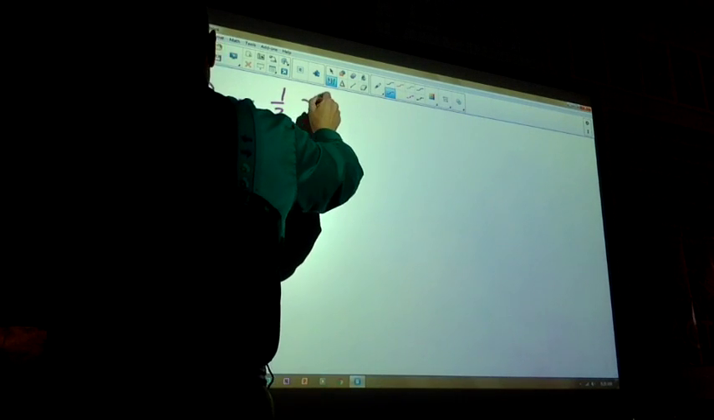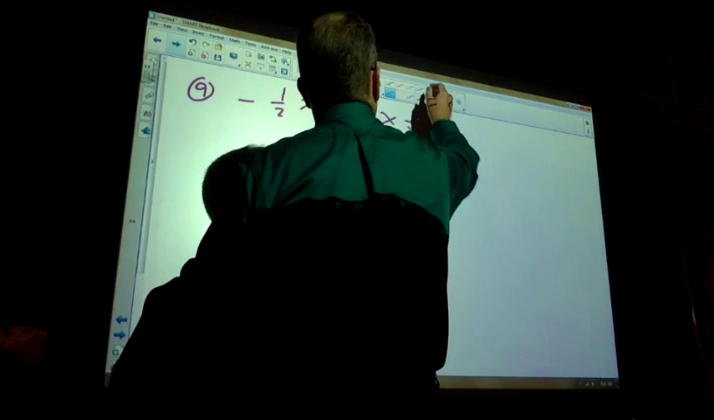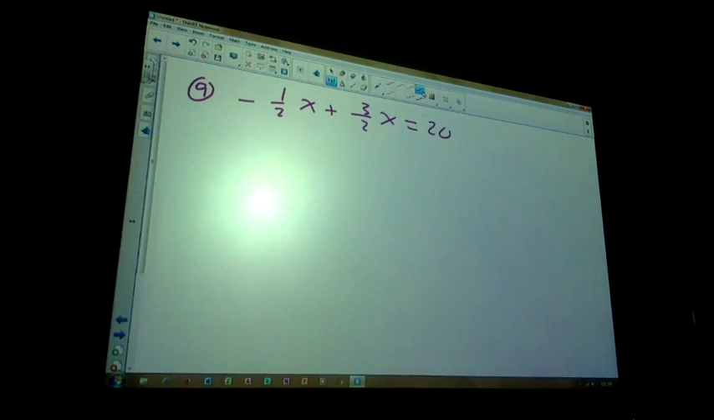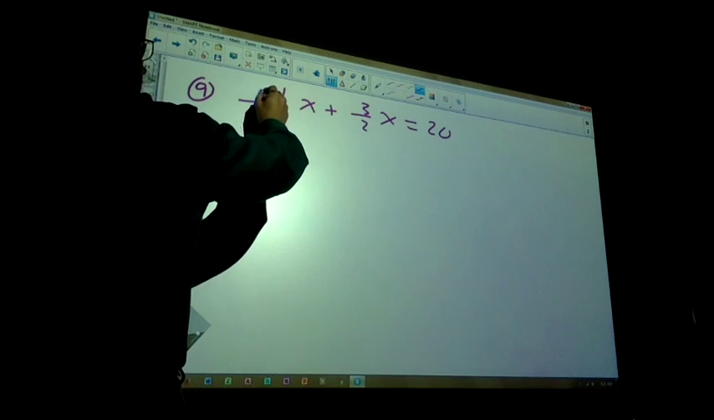1 over 2x plus 3 over 2x equals 20. What should I multiply all three terms by? 2. So what about if I multiply by 4? It still would come out, it's just you'd have a bigger number to divide at the end.